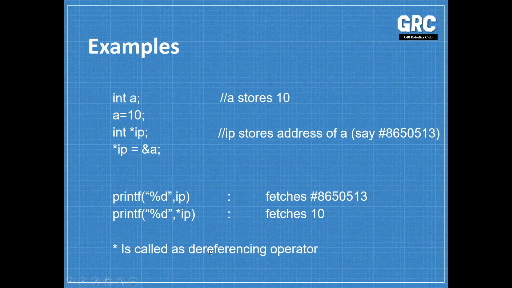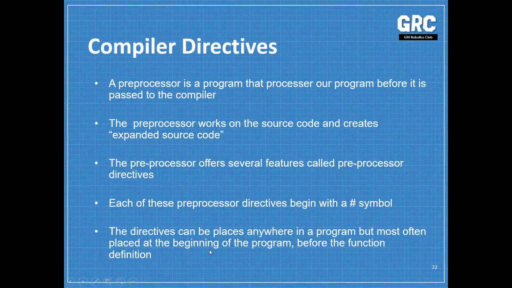Pointers are very useful in our coding. Now finally let's see the compiler directives. The compiler directives, or preprocessor directives, are keywords that tell the compiler to perform certain tasks before the actual compilation of the code. All of these begin with a hash symbol. These are used because they make the code simple.